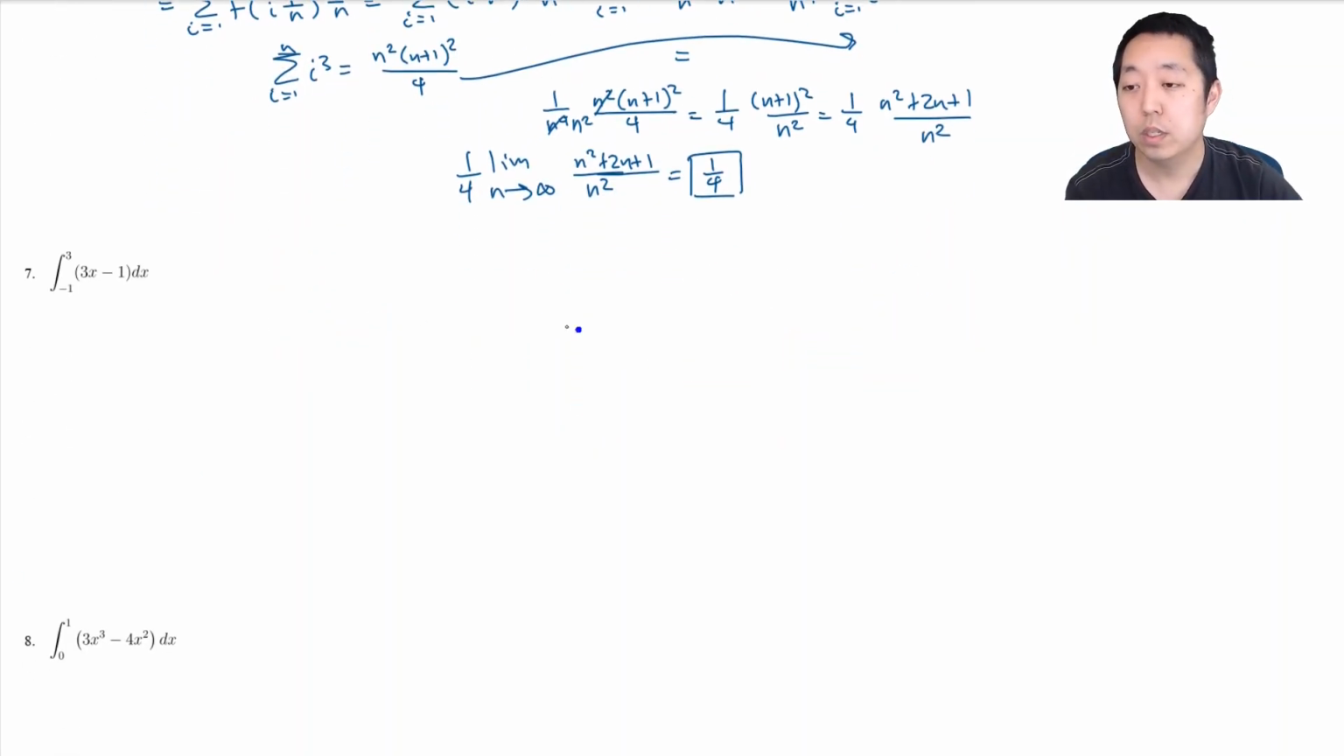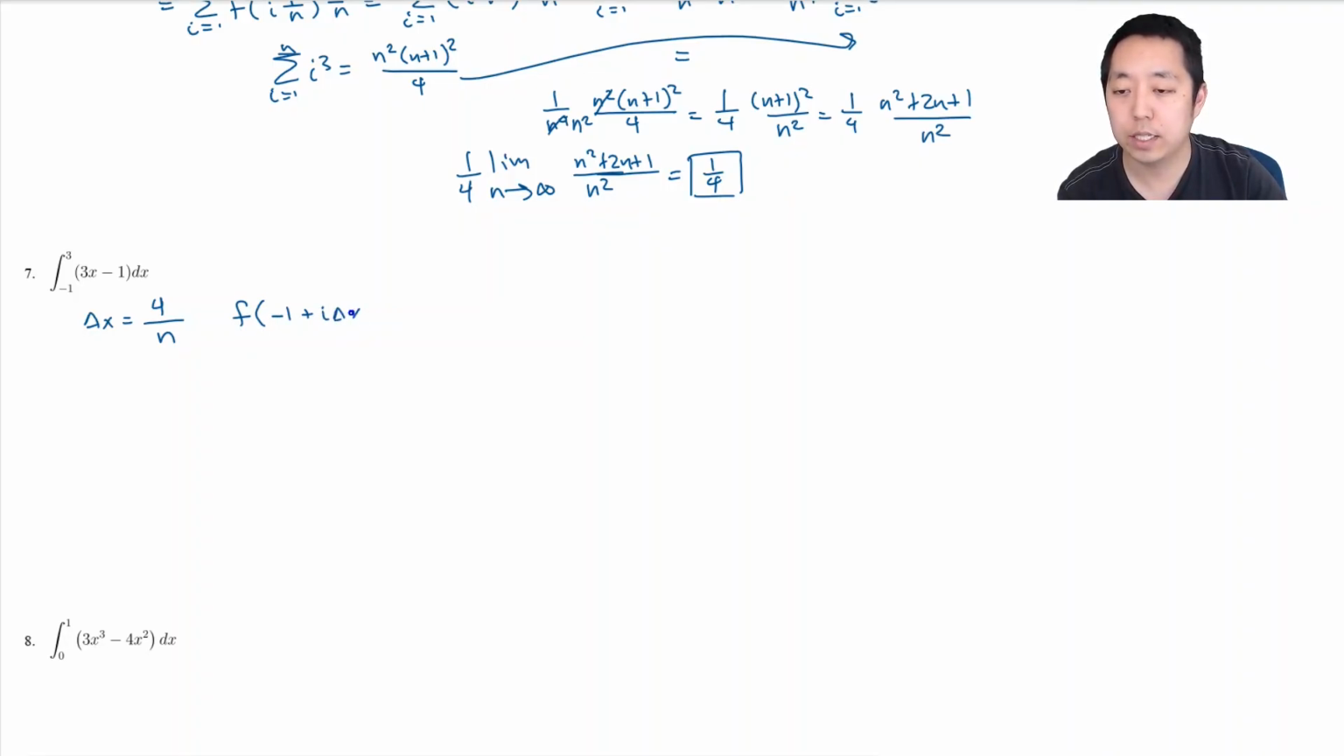Okay, so for 7, we're going to do kind of the same thing. The width of each rectangle is the width of my interval, which is 4 divided by the number of rectangles n. The height of each rectangle is going to start at -1 plus i times delta x. That's the height of each rectangle.